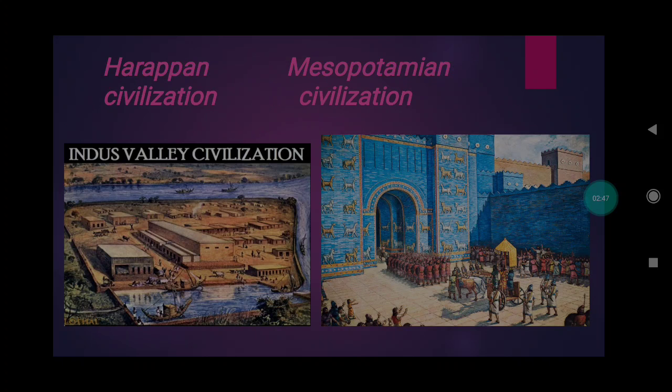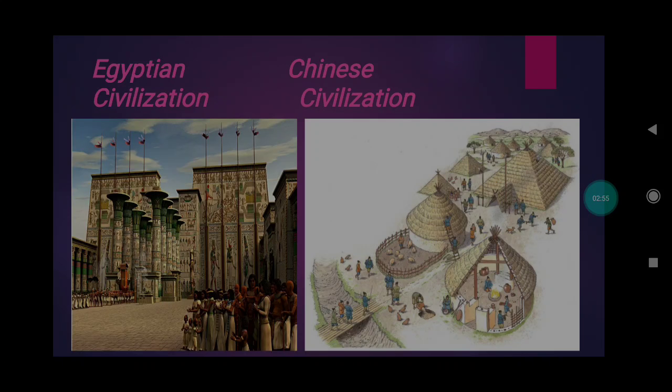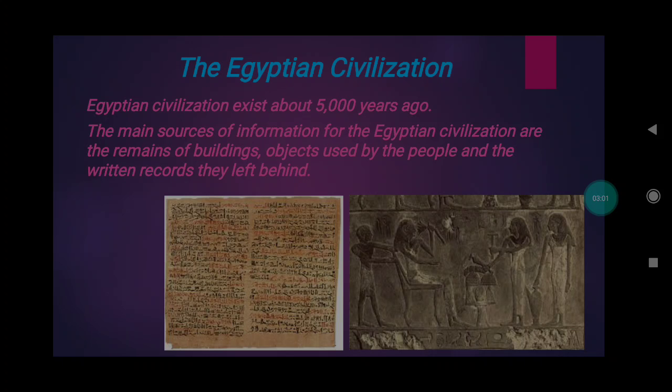As you can see in the picture, the first is the Harappan civilization, second Mesopotamian civilization, Egyptian civilization, Chinese civilization. Now in this lesson we are going to learn about the Egyptian civilization, which existed about 5000 years ago.